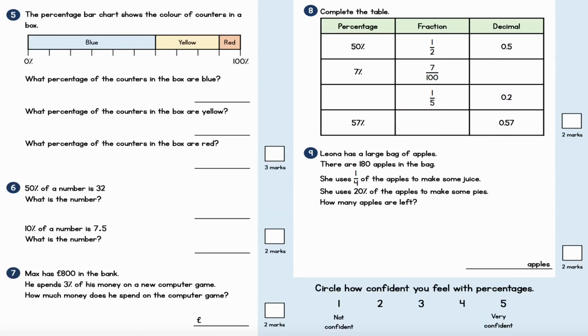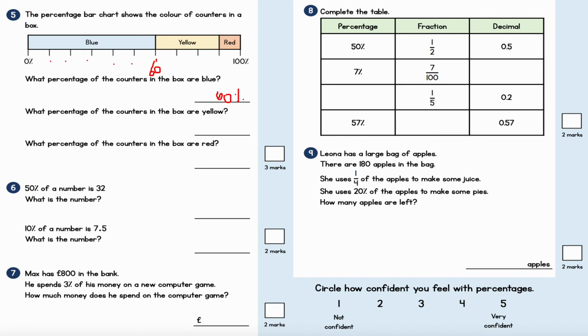This is question number 5. The percentage bar chart shows the colour of counters in a box, 0% to 100%. What percentage of the counters in the box are blue? Well, it's going up to here, so 10%, 20%, 30%, 40%, 50%, 60%. So it's going to be 60%, remembering that the word percent or percentage means out of 100, per 100.